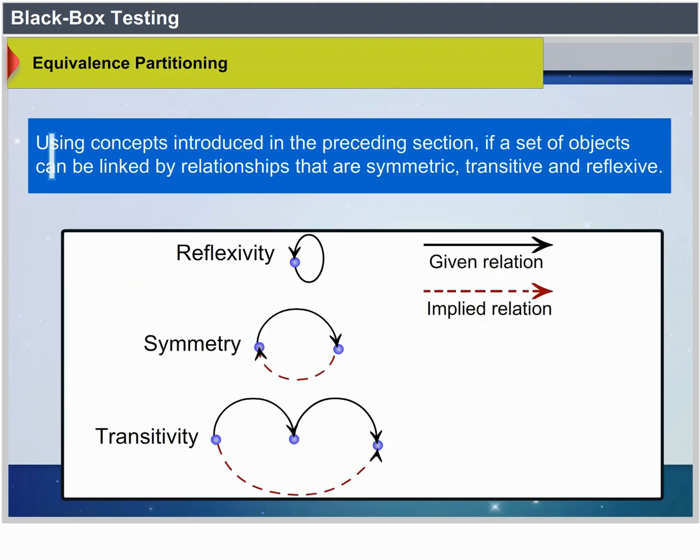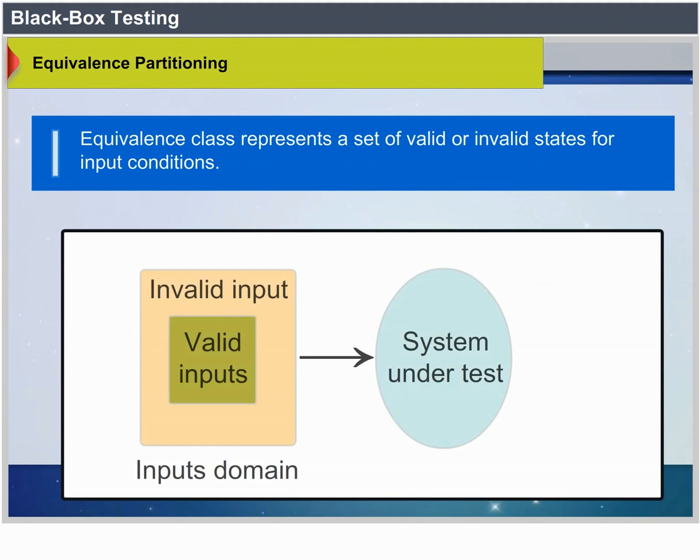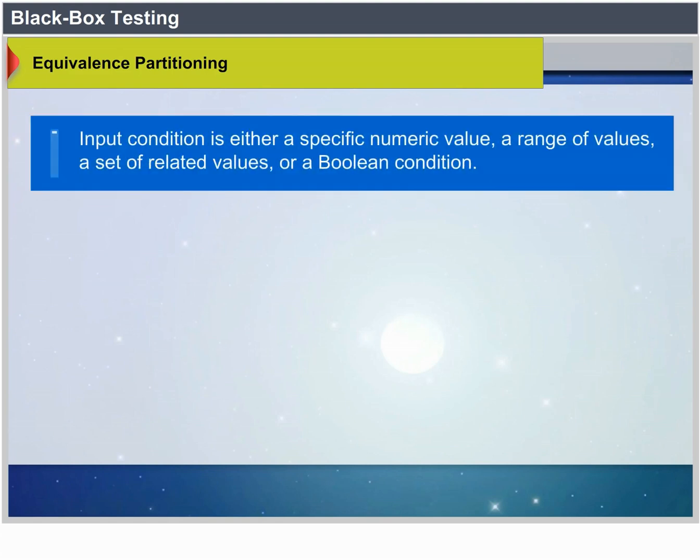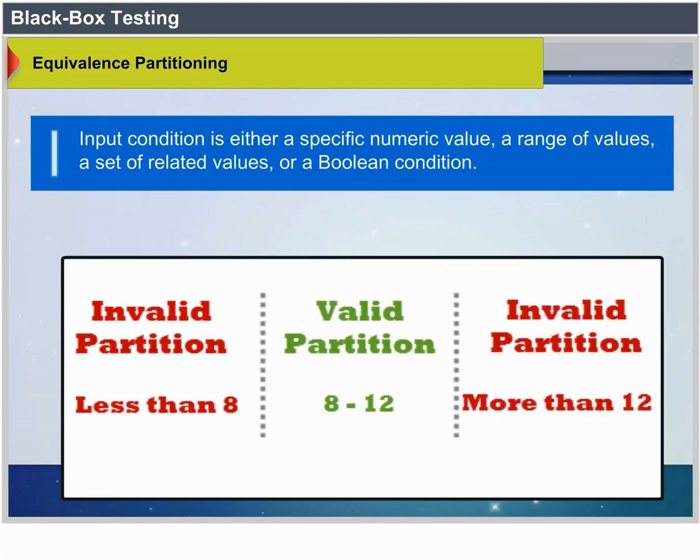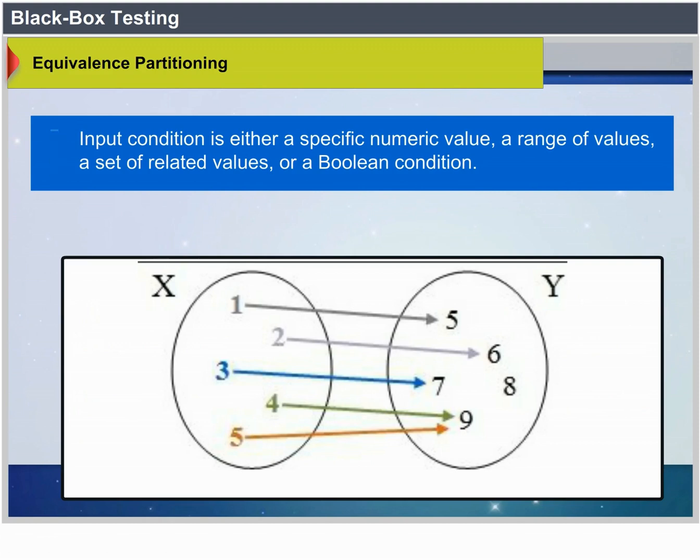Using concepts introduced in the preceding section, if a set of objects can be linked by relationships that are symmetric, transitive, and reflexive, an equivalence class represents a set of valid or invalid states for input conditions. An input condition is either a specific numeric value, a range of values, a set of related values, or a Boolean condition.